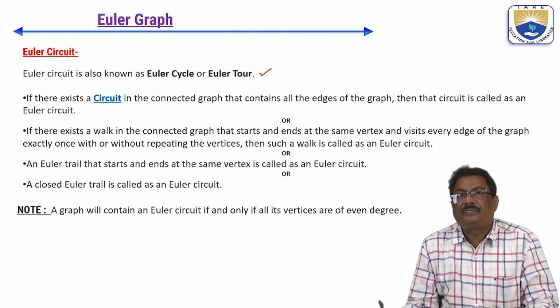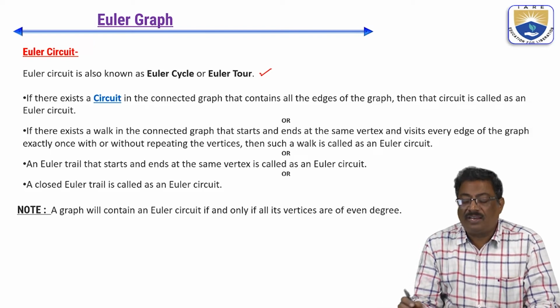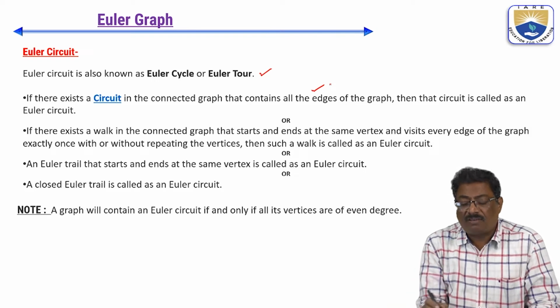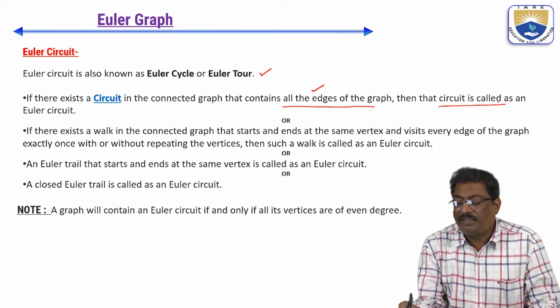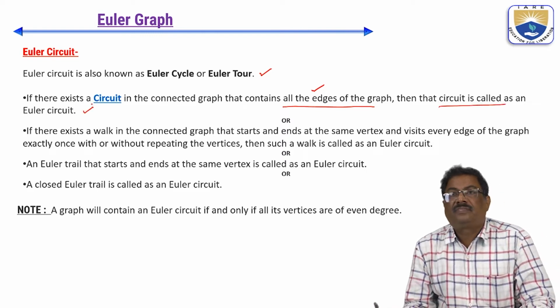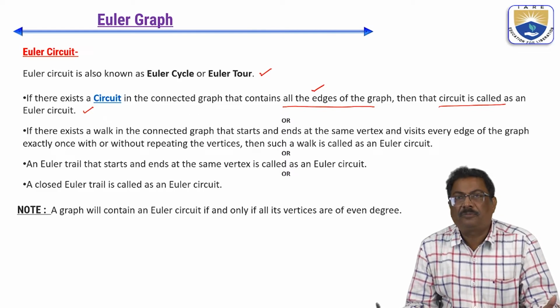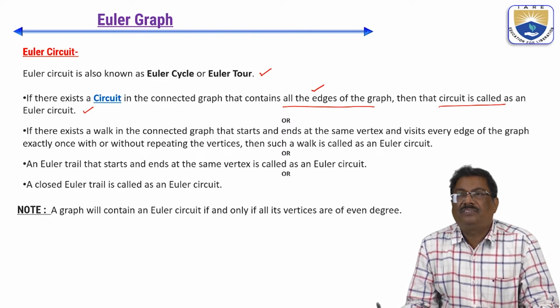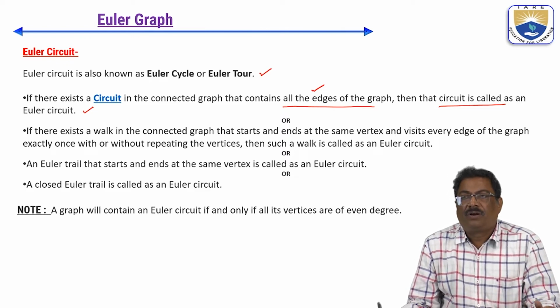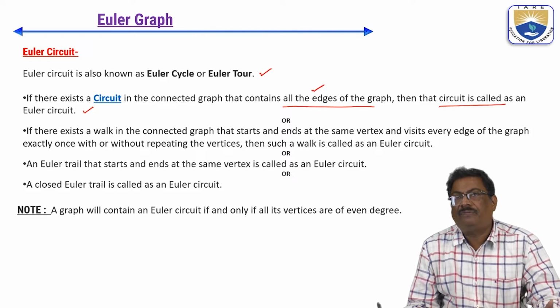If there exists a circuit in the connected graph that contains all edges of the graph, then the circuit is called a Euler circuit. A circuit is nothing but a closed walk. So if the closed walk contains all the edges of the graph, then we can say that the circuit is a Euler circuit. Whatever edges are available in the original graph, the circuit consists of all those edges.